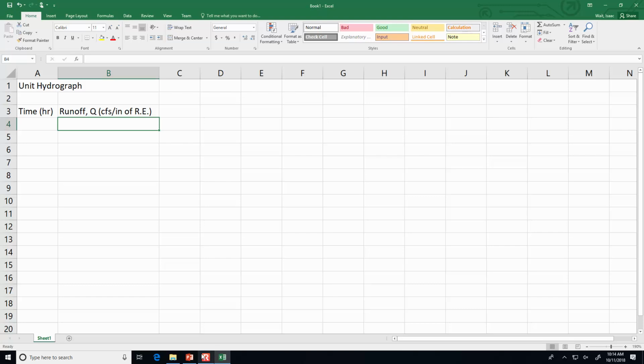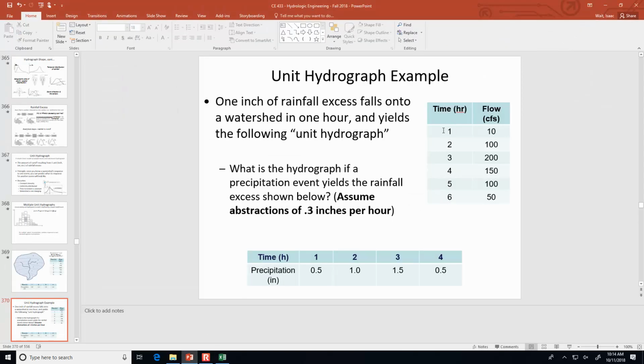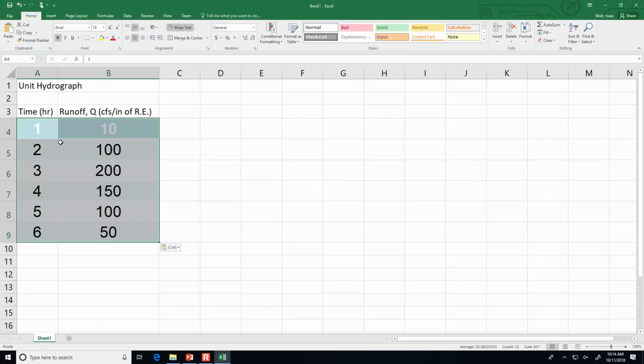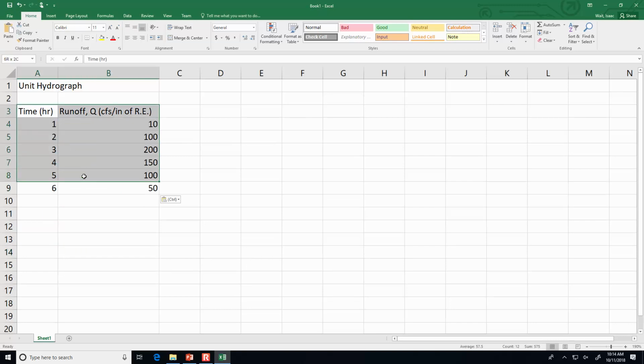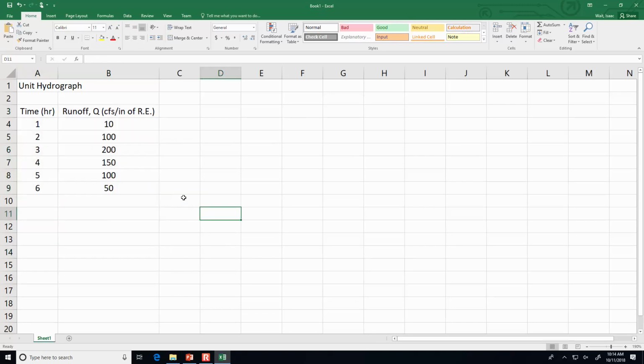And let me just copy and paste that over. This was our unit hydrograph. You can't copy and paste, you have to type. So this is just given. Someone out there did a study and found out what was the unit hydrograph. And with that given data, let's calculate our hydrograph. So we'll have a hydrograph.